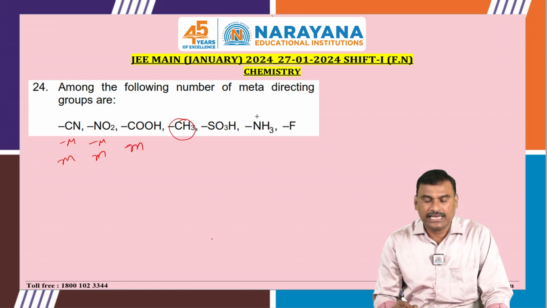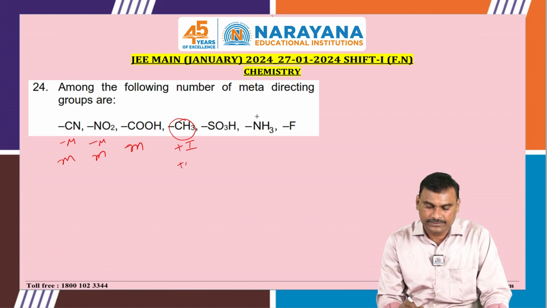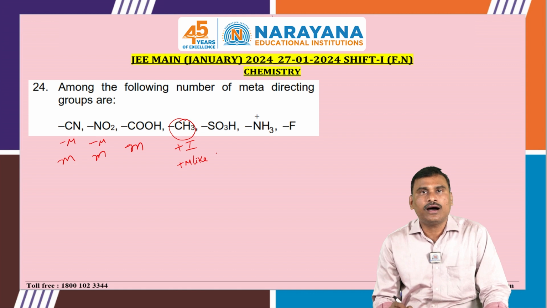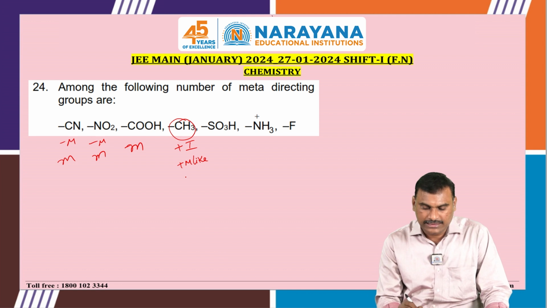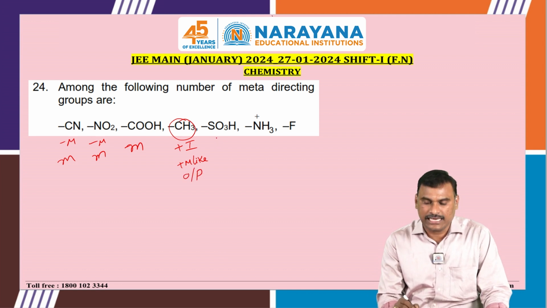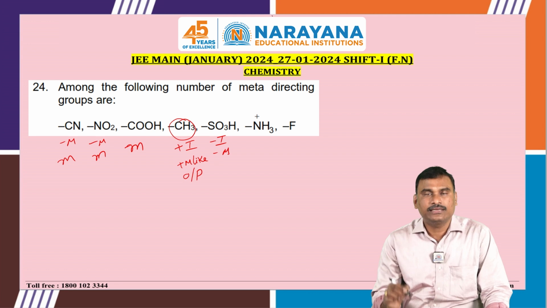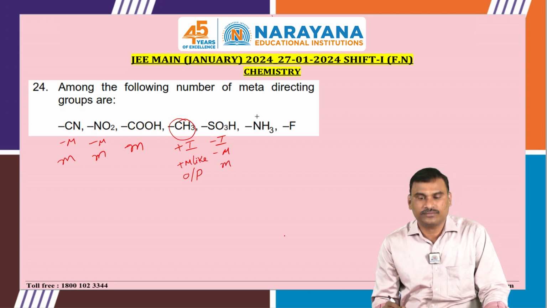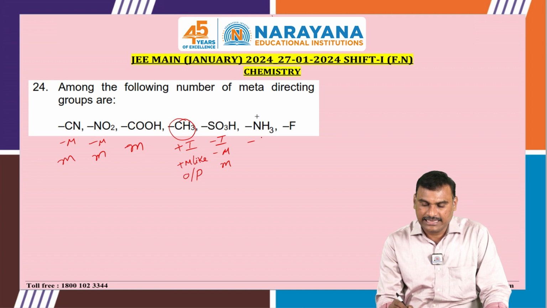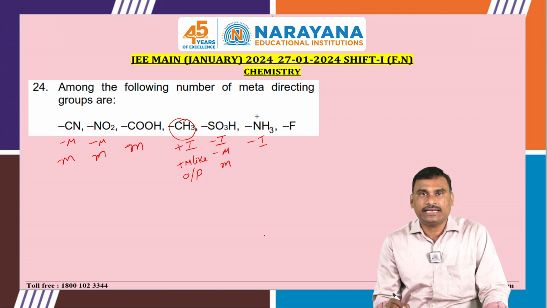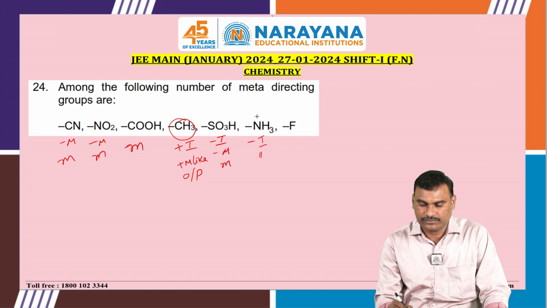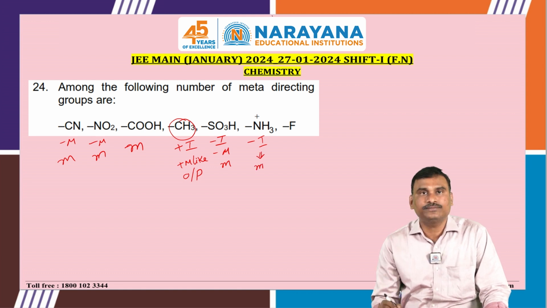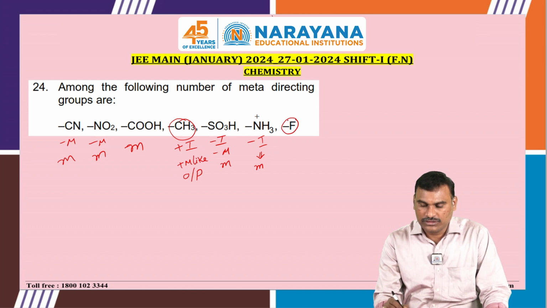Methyl is +I, and due to hyperconjugation it acts like +M. Therefore, all electron donating groups act as ortho-para directors. SO3H is also -I and -M, therefore it acts as a meta-directing group. NH3 plus acts as a -I group only. Every -I group or electron withdrawing group is a meta-directing group, except the halogen family.